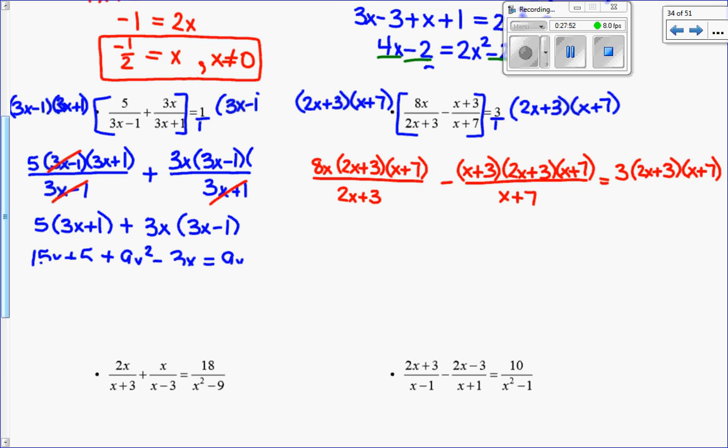Okay, now's the fun part. What cancels what? 2x plus 3 cancels this 2x plus 3, x plus 7 cancels this x plus 7. No more denominator. 8x times x plus 7 minus x plus 3 times 2x plus 3 equals 3 times, let's multiply this by using FOIL, 2x times x, 2x squared, 14x plus 3x, 17x plus 21.